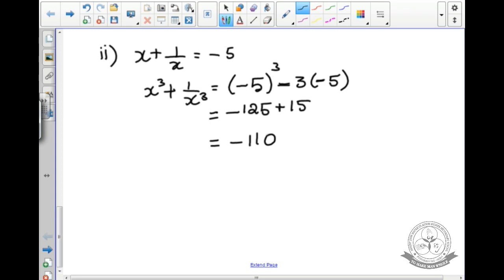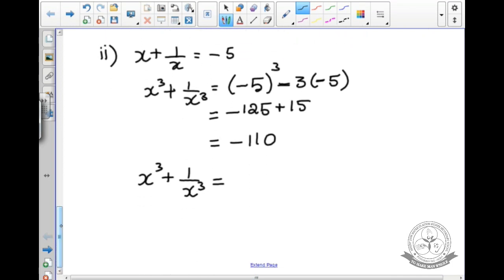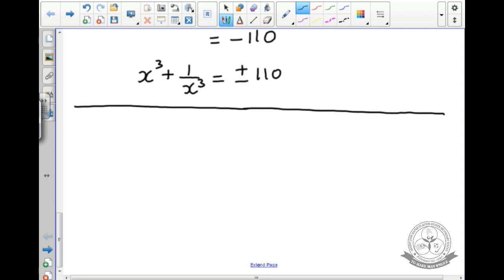So for x cube plus 1 by x cube, for the first subdivision we get plus 110 and for the second subdivision we get minus 110. So the answer of x cube plus 1 by x cube is plus or minus 110. So your 10th question is over. Then next we will start question number 11.